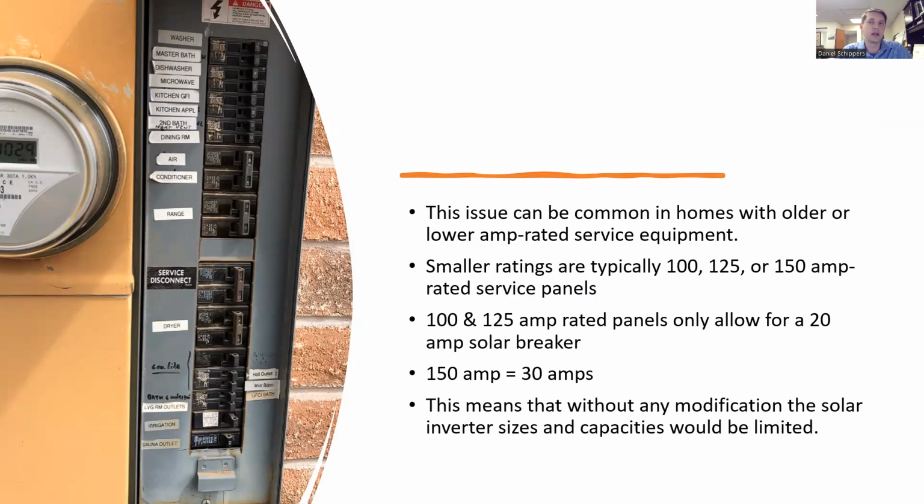This issue can be common in two manners. Typically, when you have a larger solar system, or if you have a smaller main service panel, typically you see those at 100, 125, or 150 amps for either smaller dwellings or just older services. And in that case, the math gets even worse. So 100 or 125 can only support a 20 amp solar breaker, and then 150 is a maximum of 30 amps, which is generally an inverter capacity that is AC rated at 6,000 watts or less. So that can severely limit the size of a solar system that can be put on a house.